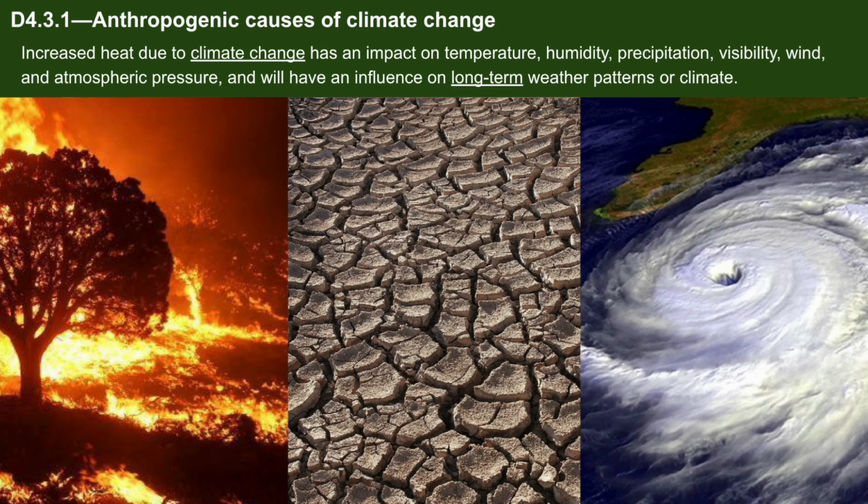Okay, increased heat due to climate change has an impact on temperature, humidity, precipitation, visibility, wind, and atmospheric pressure, and will have an influence on long-term weather patterns or climate.